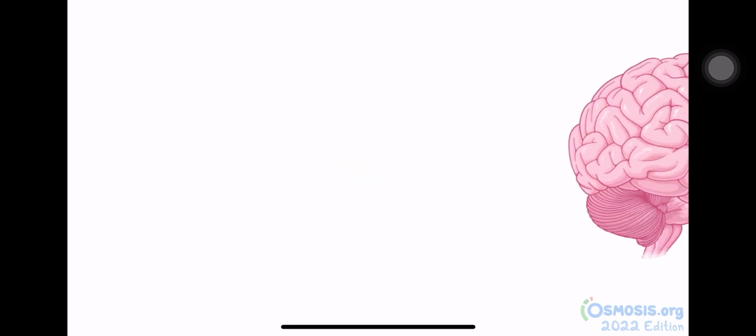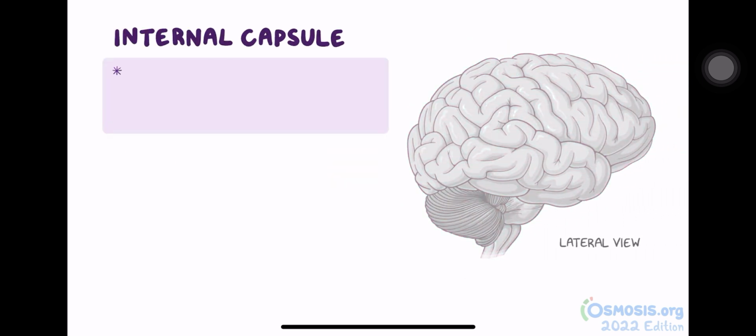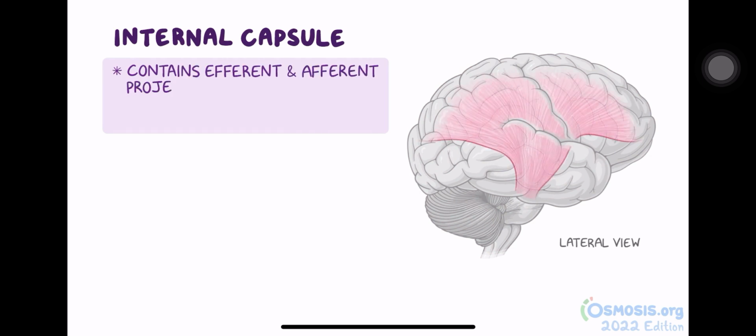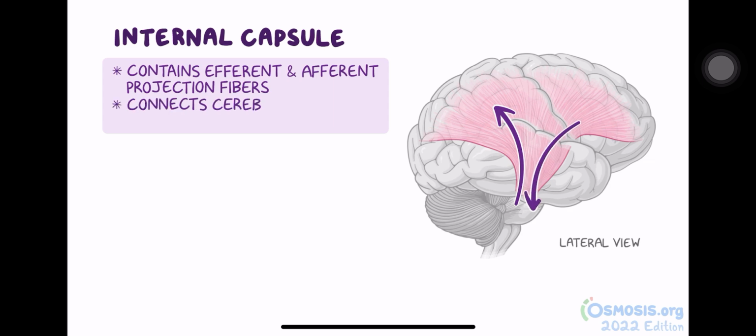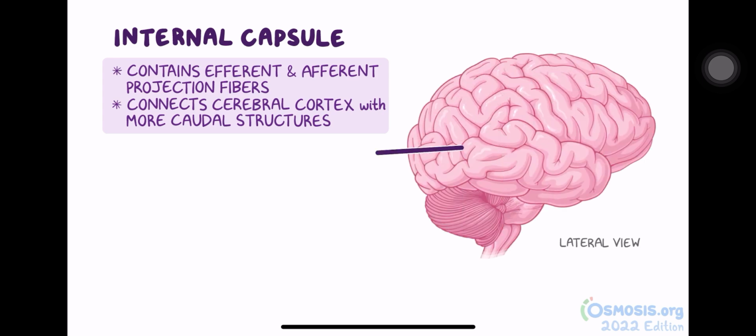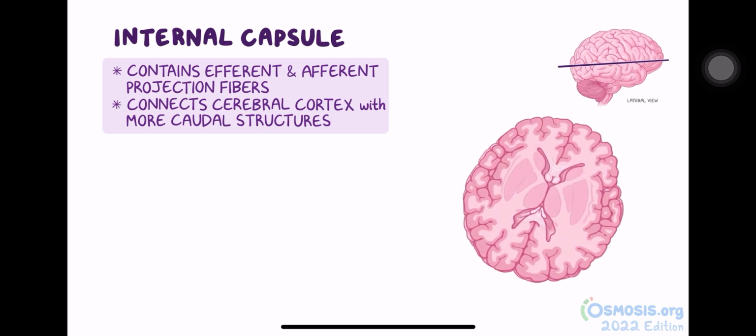Finally, we get to a structure called the internal capsule, which contains efferent and afferent projection fibers. Think of it as a highway of axons that signals both to and from the cerebral cortex, connecting it with more caudal structures like the thalamus, brainstem, and spinal cord. Let's make an axial section through the brain to visualize it better.